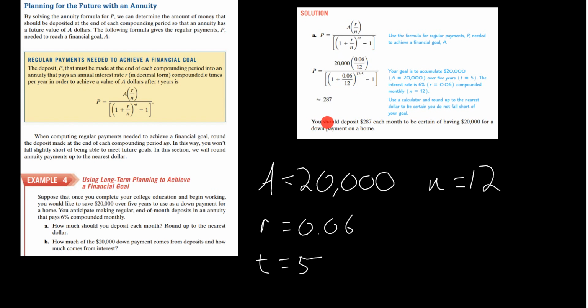Well, with my goal in mind, I'm trying to figure out how much I need to deposit at the end of each month into this account that compounds 6% monthly in order to have $20,000 to afford a house in 5 years. Well, I need to put in $287. That's not terrible, but I want to see these banks. I want to see where they exist. But that's what we're looking for. So you deposit $287 each month to have $20,000 for a down payment on a home.